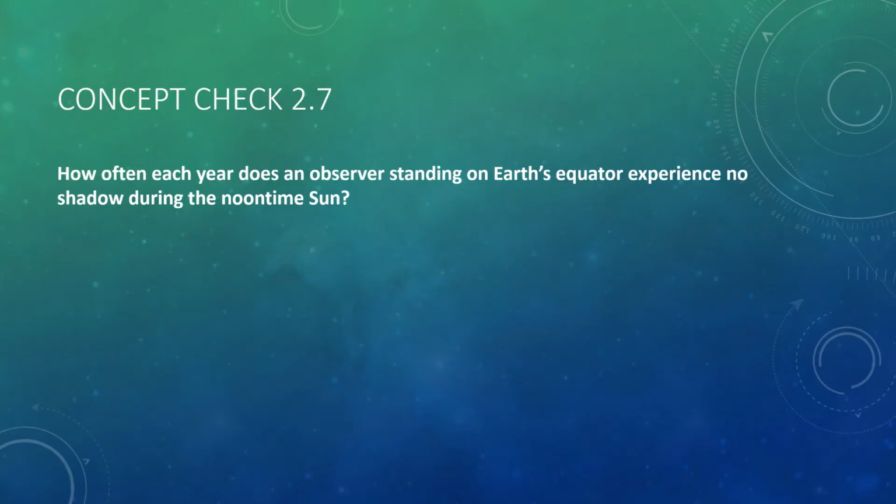So let's end this lecture with a concept check. You can refer to some of the previous slides as you think about this, but how often each year does an observer standing on the Earth's equator experience no shadow during the noontime sun? Think about that for a moment, pause your video, and return when you are ready.